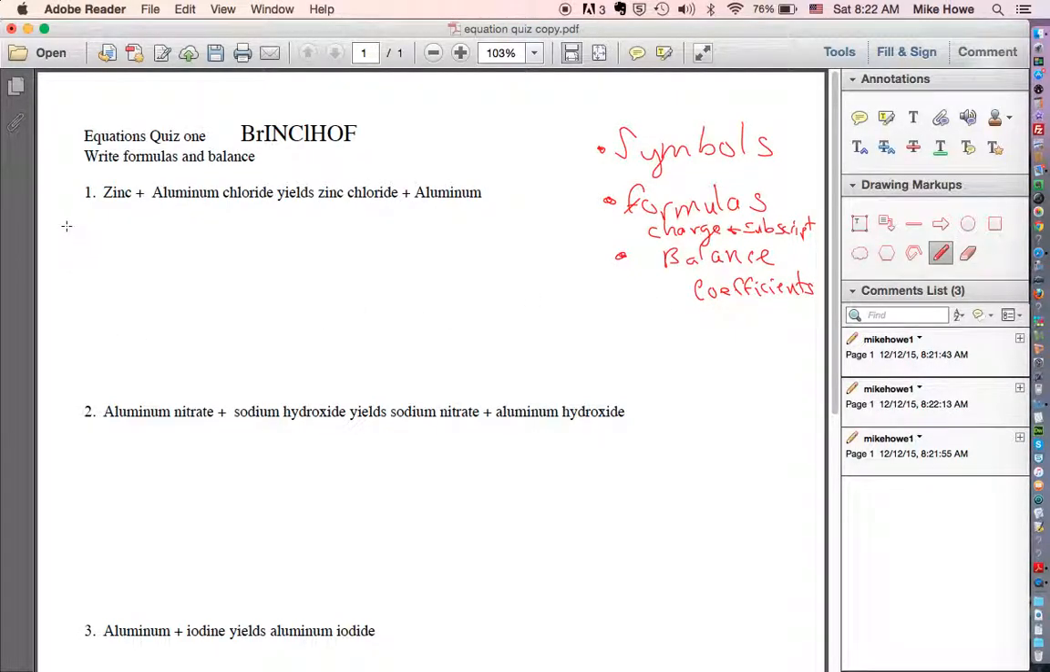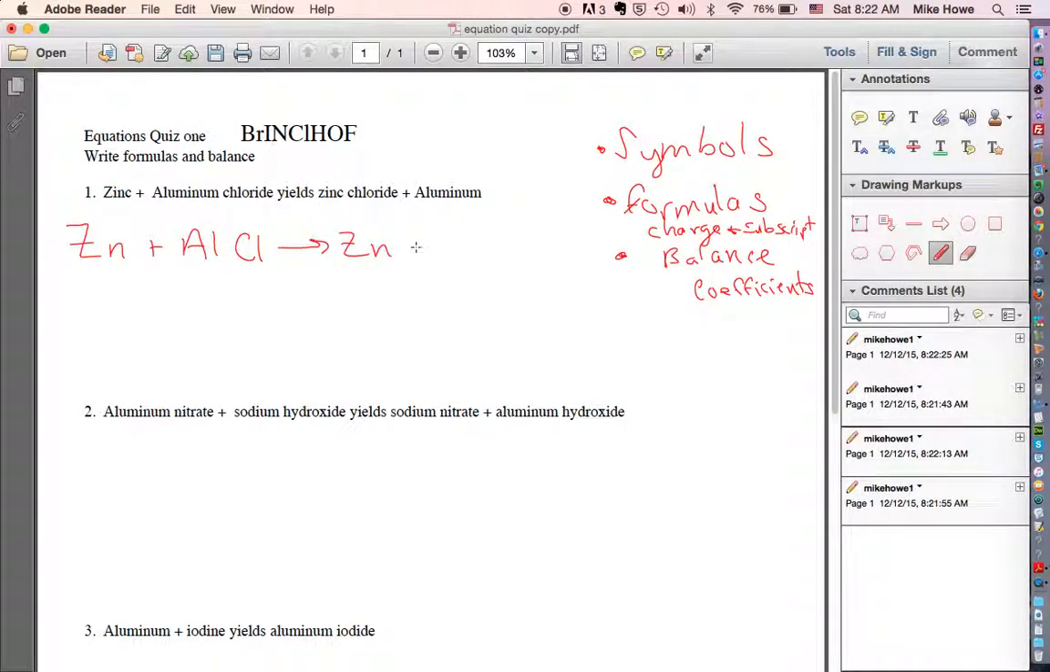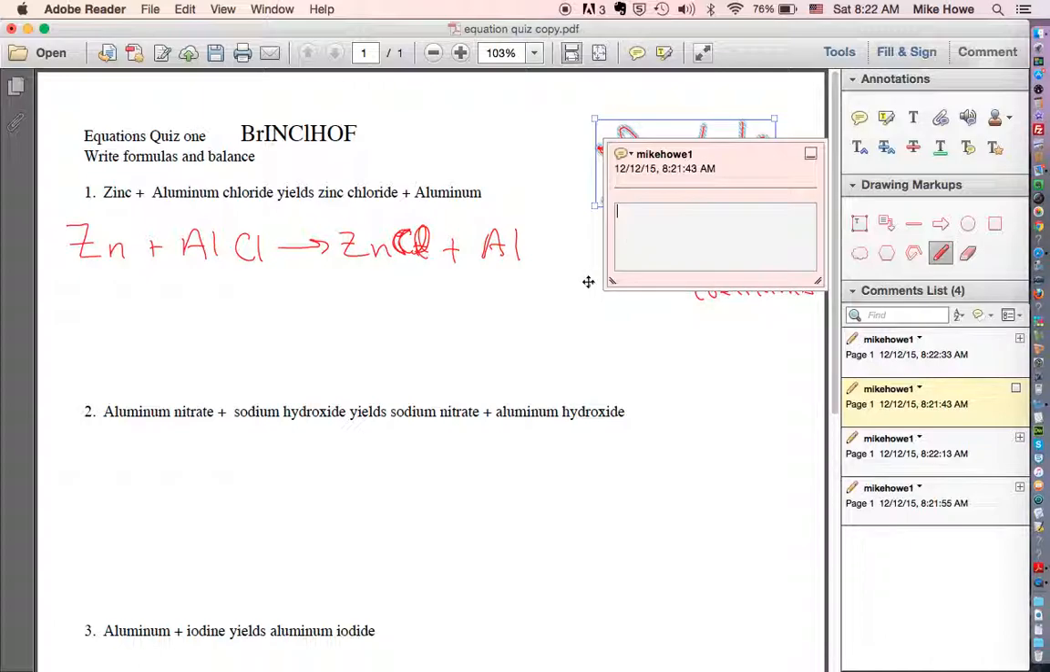Okay, so the first one here, you got zinc, symbol Zn, plus aluminum chloride, Al with Cl. Yields is an arrow. Zinc chloride, that's a Cl right there, plus aluminum. Okay, we've done our step one. Now step two.